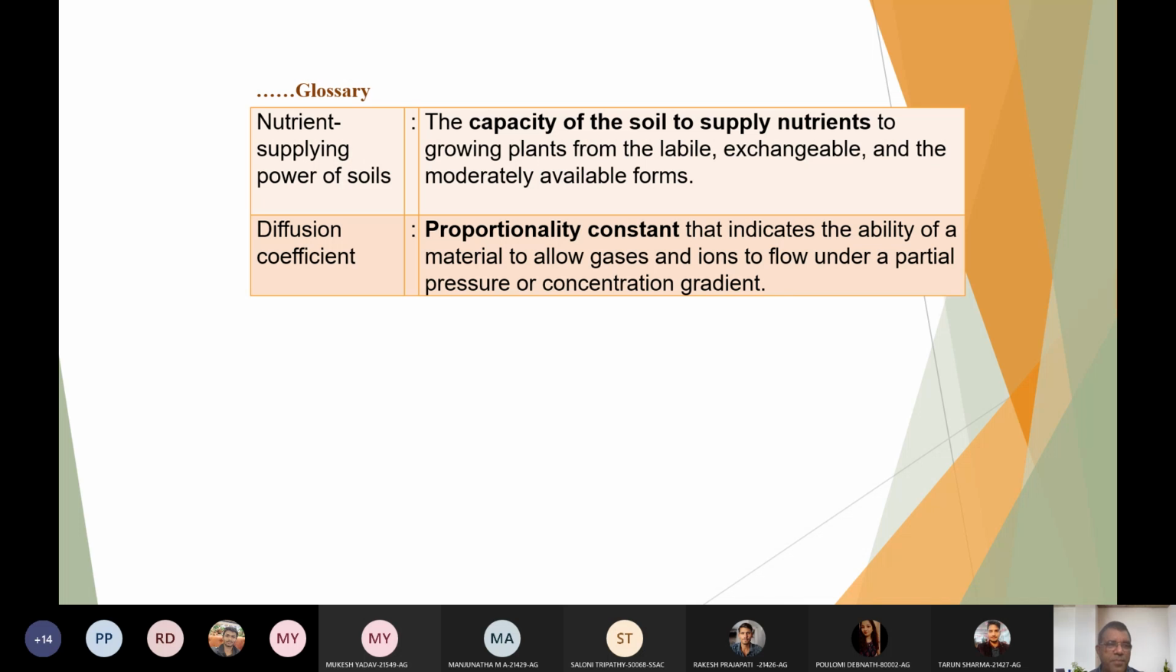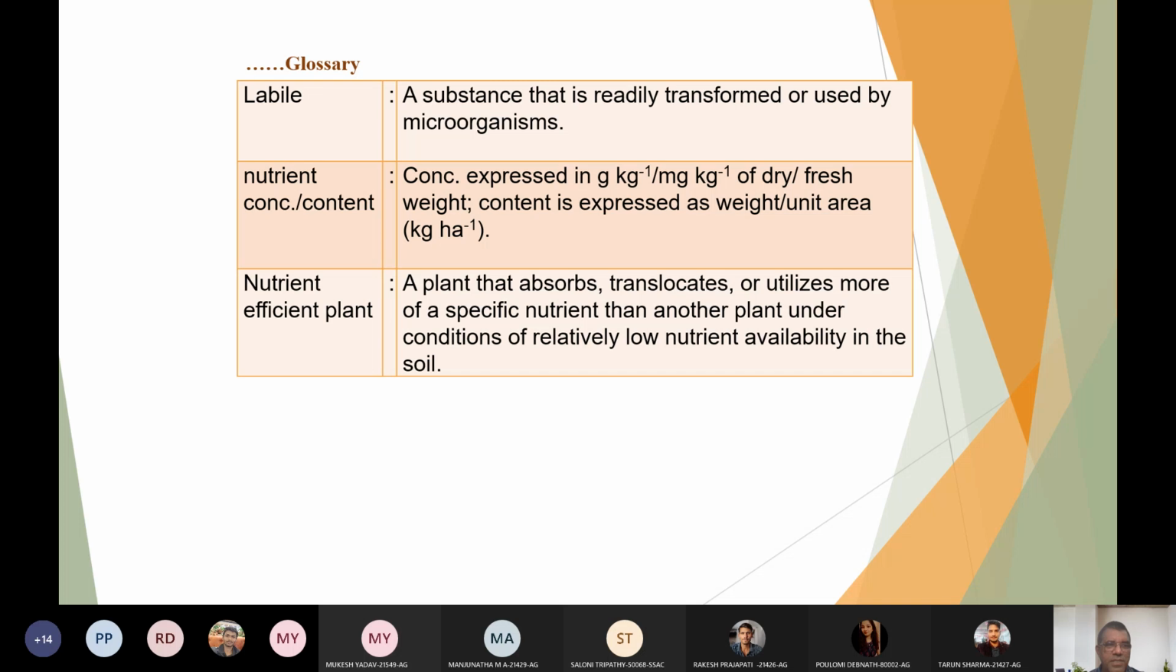Diffusion coefficient. It is the proportionality constant that indicates the ability of a material to allow gases and ions to flow under a partial pressure or concentration gradient. So it is just a kind of coefficient, a relative value that explains the efficiency of diffusion. Labile means a substance that is readily transformed or used by microbes. Nutrient concentration or content was already discussed in some class.